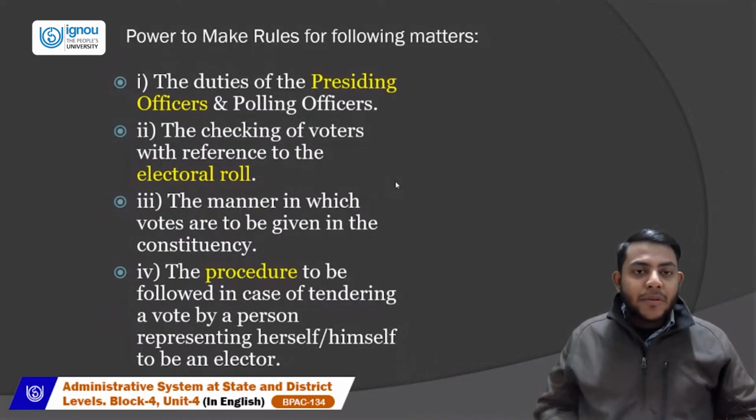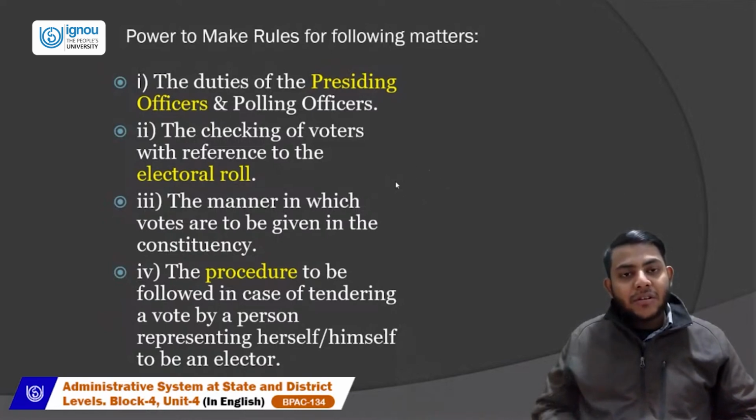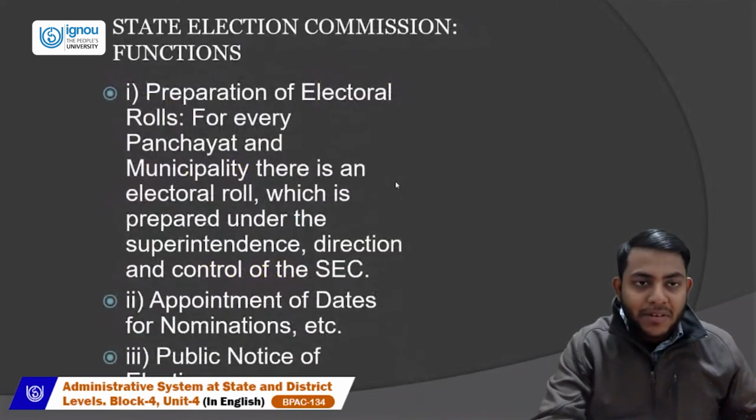And now let us discuss some of the powers to make rules for these functions that it has been entrusted with. The State Election Commission has the power to make rules regarding the duties of the presiding officers as well as the polling officers. And also the State Election Commission can make rules regarding the checking of voters with reference to the electoral roll, and also regarding the manner in which votes are to be given in the constituency. The State Election Commission also has the power to make rules regarding the procedure to be followed in case of tendering a vote by a person representing himself or herself to be an elector. So these are the powers.